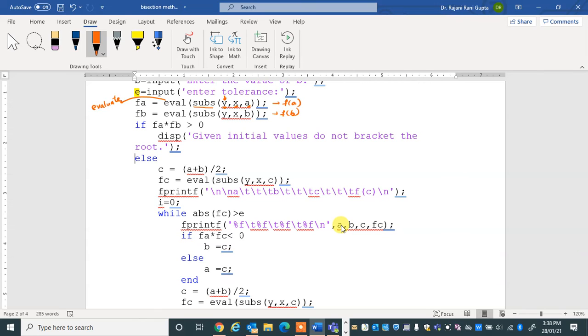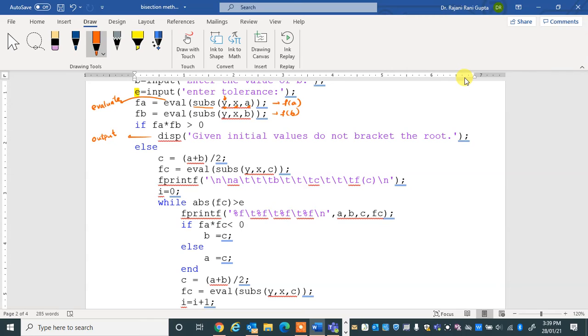So this is what is done here. We started a condition: if FA multiplied by FB is greater than 0, it means the root does not lie between A and B. So we have to display this information as an output. For that we use the display command: display given initial values do not bracket the root, meaning do not find the root. If this condition is not true, it means the root exists between A and B.